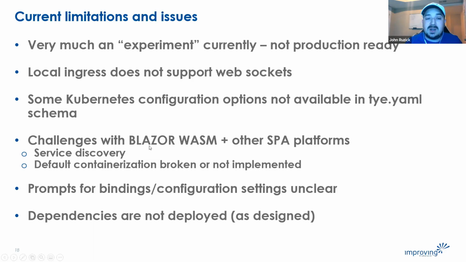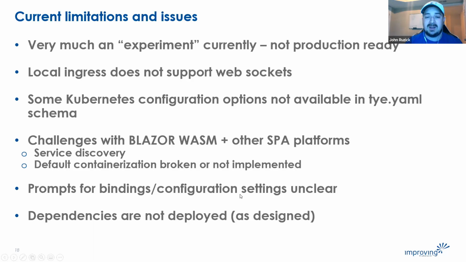The other challenges are service discovery with those SPA platforms, because with the nature of a SPA, it's my machine making a request to a service, not a service making a request to another service. So how do those JavaScript files that get deployed and run on my local machine discover the API calls out? That's through ingress, basically how you have to manage that. And then I mentioned the default containerization is broken or not implemented. They're looking at that. They're trying to get feedback on what languages and what things to give first-class support on. But right now, with those single-page applications, you've got to do some workarounds to get those going.